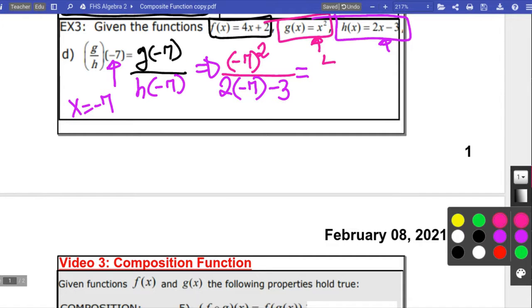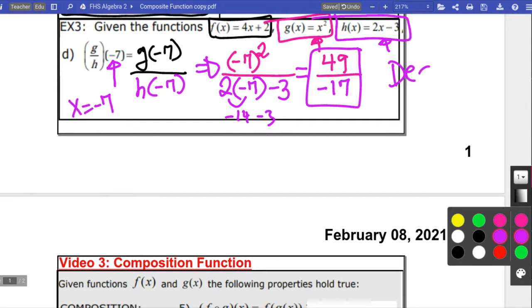At the top, that should give you positive 49, because if you put this whole thing in your calculator, you get positive 49. At the bottom, that's negative 14 minus 3, which should give you negative 17. Now, can we divide 49 by 17? It should give us some decimal answer. You pick the answer choice that goes with that. If they have decimals, that's fine. That was pretty simple, right? Just make sure you plug it in the right place and you've got that.